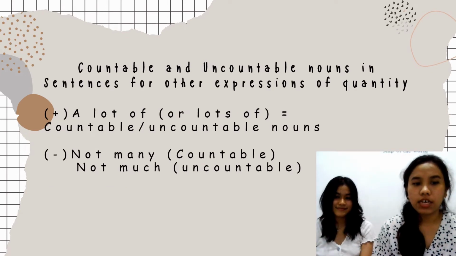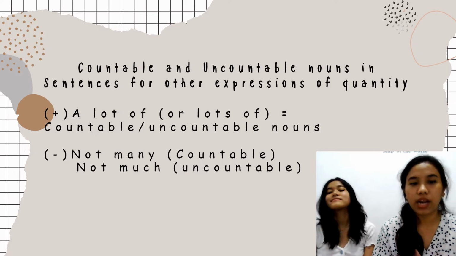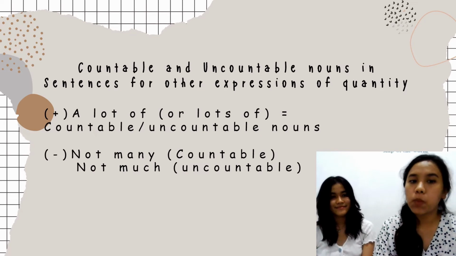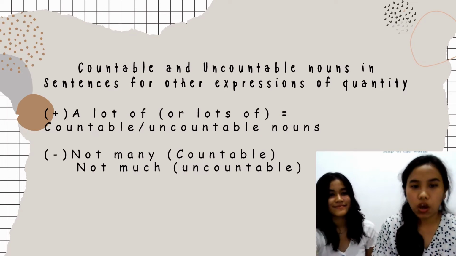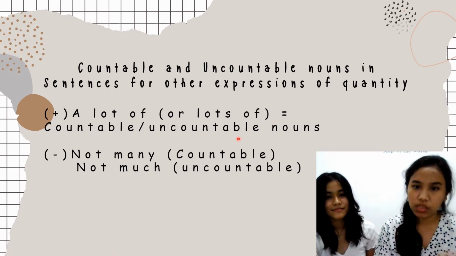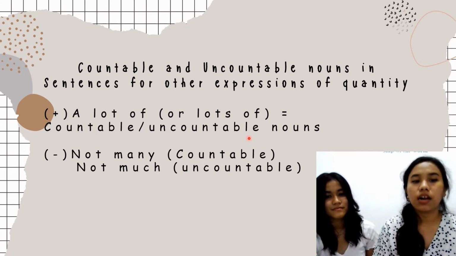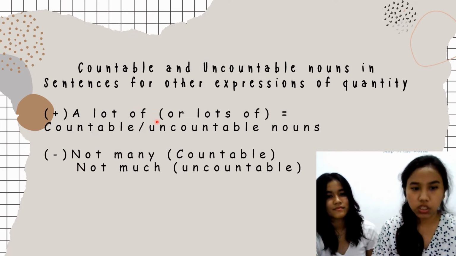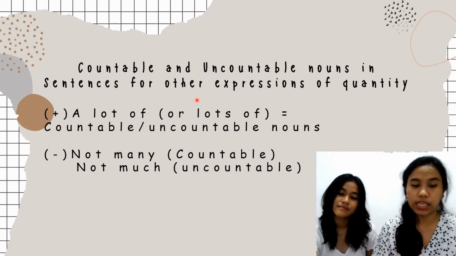Okay, here we have some example countable and uncountable nouns in sentences for other expressions of quantity. The first one is positive sentences, and we use a lot of or lots of for both countable and uncountable nouns. For example, there are lots of apples on the tree and there is a lot of snow on the road. Notice that we don't usually use many or much in positive sentences. We use a lot of instead. They have a lot of money, for example.